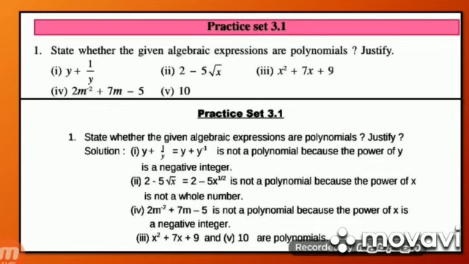Fourth, 2m raised to minus 2 plus 7m minus 5 is also not a polynomial because the power of m is a negative integer. Third, x square plus 7x plus 9 and fifth, that is 10, are polynomials.